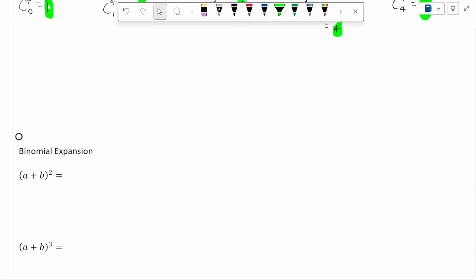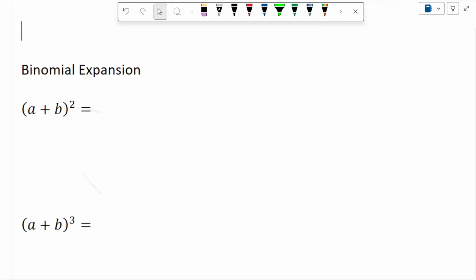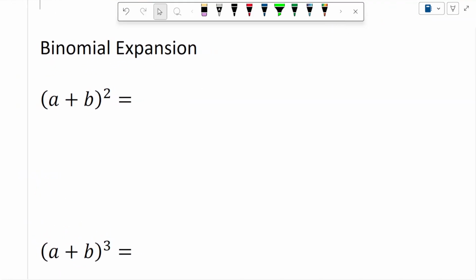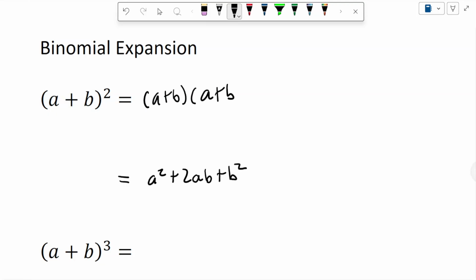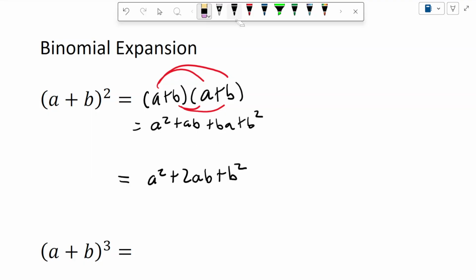All right, now let's talk about something completely unrelated, binomial expansion. A plus B squared. We do know a formula for this. We expect it to be A squared plus 2AB plus B squared. Where that comes from is because you're foiling it out. So you're going to get A squared for the first bit. You're going to get AB for the next bit. BA for the next bit, and then B squared for the last bit. The AB and BA combine to give you 2AB.